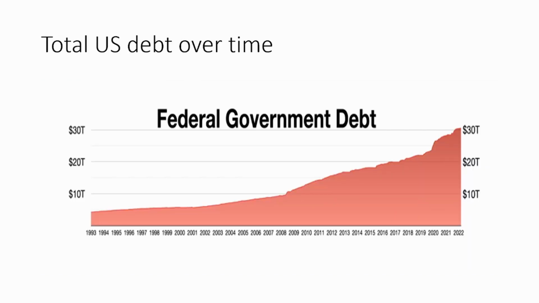So in nominal terms, you see that it was well below 10 trillion in the 90s. It is now over 30 trillion, right? 31 trillion to be exact in 2022.